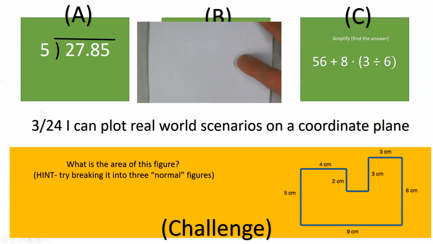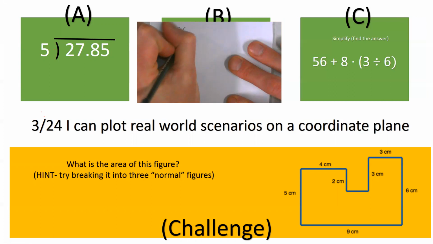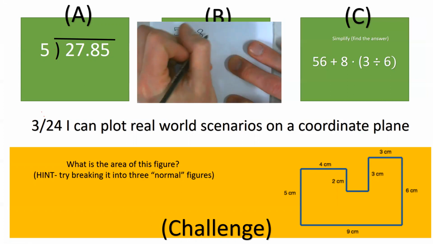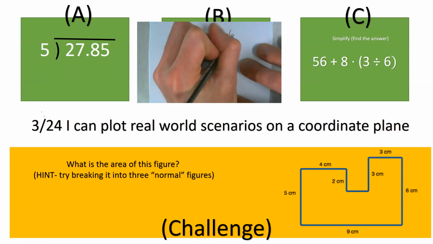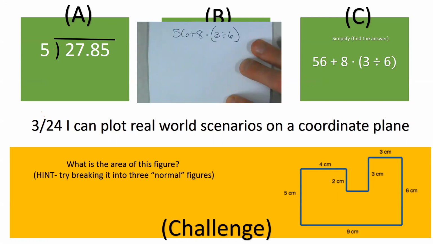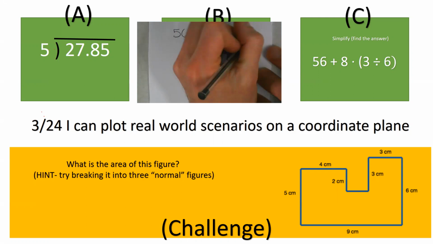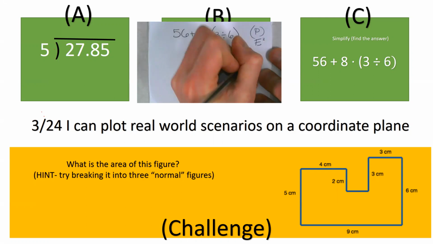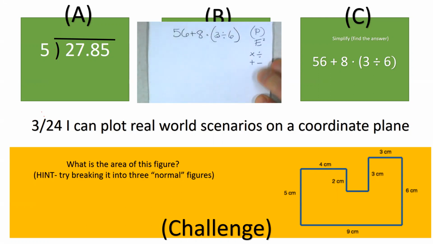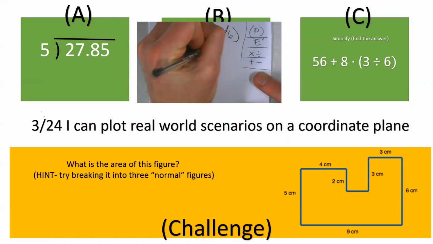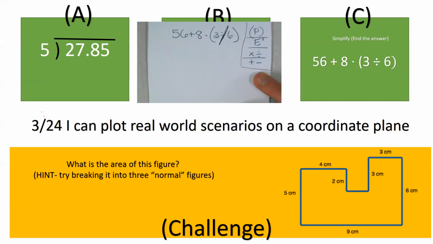Let's go to C. Trying to build from what we learned yesterday. The very first thing, and remember, this does not mean you multiply before you divide. It just means multiplication and division are equal. So first thing that we want to do is in parentheses. 3 divided by 6, which is 3/6. What is 3/6?